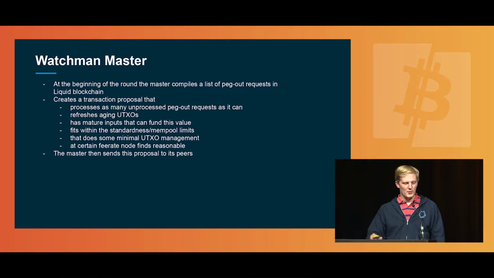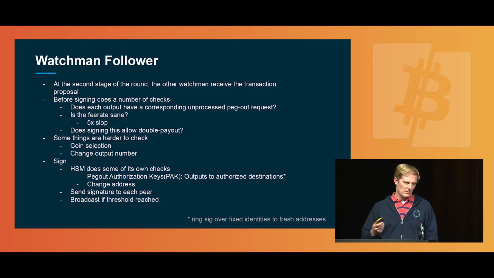And you have to take care to take all these standardness limits and also pick a fee rate that the other people in the Federation will find reasonable. It's proposed to peers, and then the peer does similar checks. Are all the outputs unprocessed? Are they Pegout requests you've seen but have not been processed? Is the fee rate sane? We add some sort of small constant multiplicative slop for that. And the most important thing is, does signing this allow a double payout? Because once you pay out, someone has the money and they've run off to the Caribbean or something.